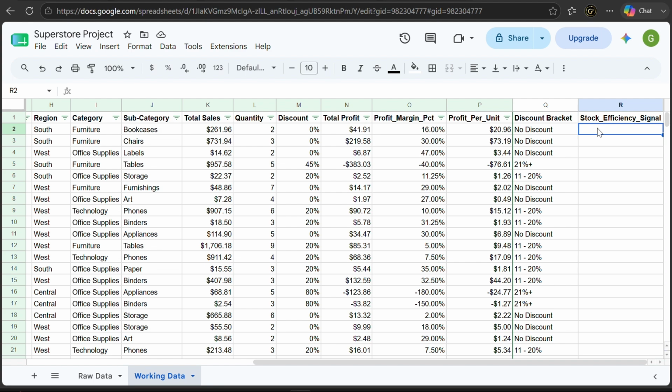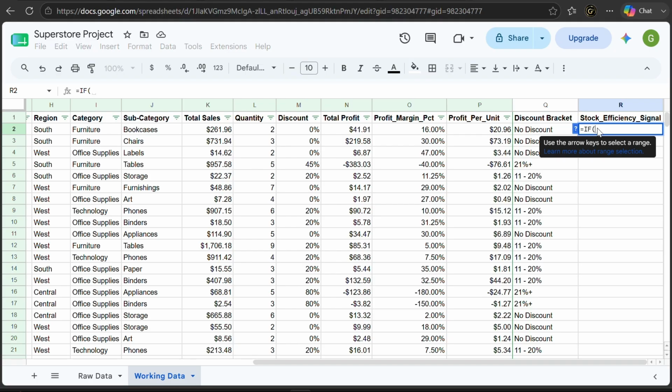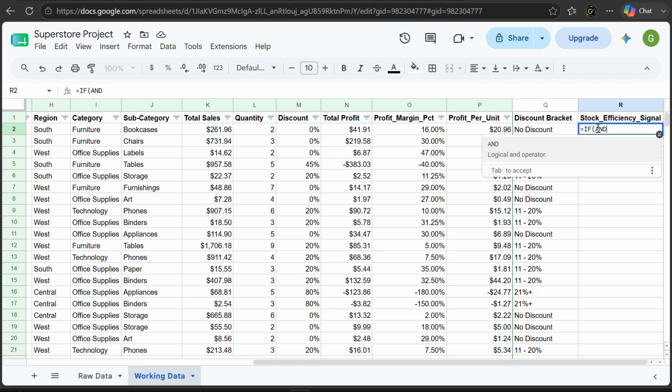So we're going to use conditional logic in this case. I would say IF, right? Now IF is condition and logic. That's why I said conditional logic. So now, where are we looking at? We're looking at quantity sold.